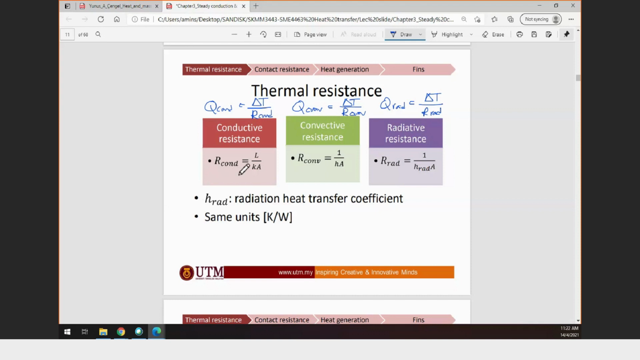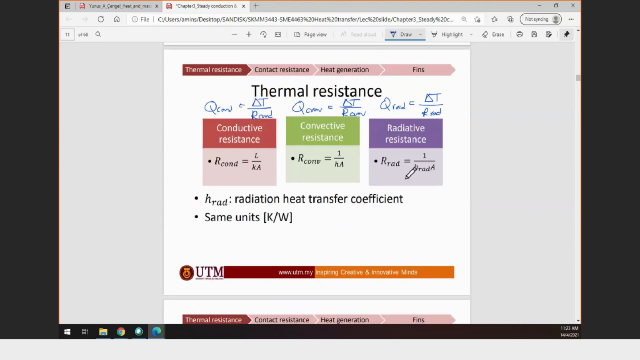So the unit of the resistance is Kelvin per watt. It is basically how much temperature increase per unit heat rate.